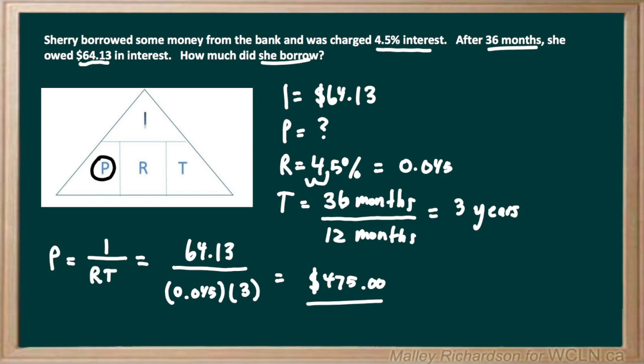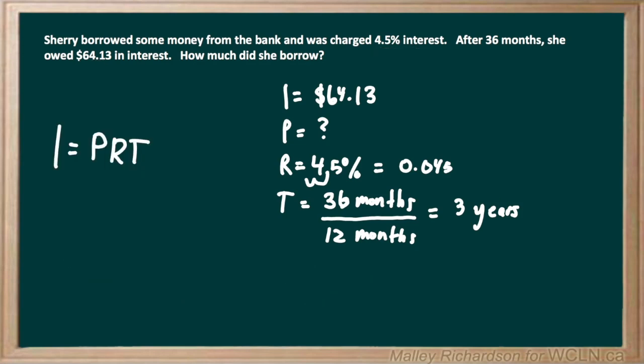So we solved this question using our first method, the triangle method. But now let's solve it using algebra. Our second method to solving this question is to use our original equation of I equals PRT and isolate for what we want to solve for. Because we want to solve for P, we want to isolate this P.